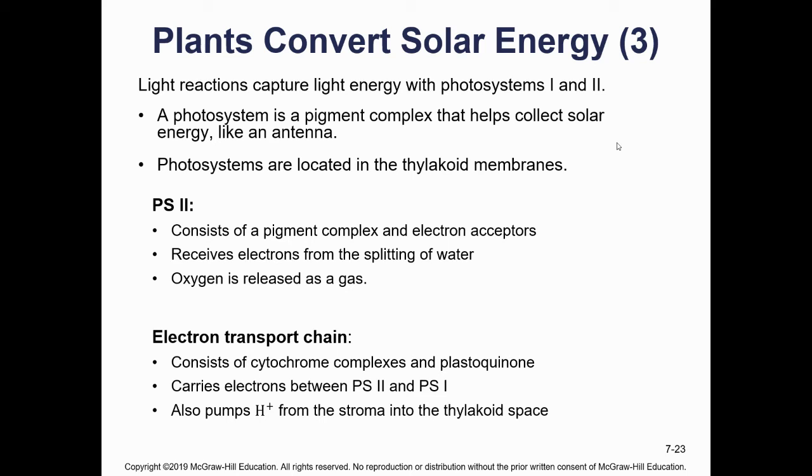It's the pigment complex and electron acceptors. So my electron acceptors, my NADPs. And it receives electrons from the splitting of water, and the oxygen is released. The electron transport chain consists of cytochrome complexes and plastoquinone. These are the molecules that are going to play hot potato with the electrons. And this carries the electrons from photosystem 2 down that chain to photosystem 1. And it also pumps hydrogen from the stroma into the thylakoid space to build that concentration gradient.